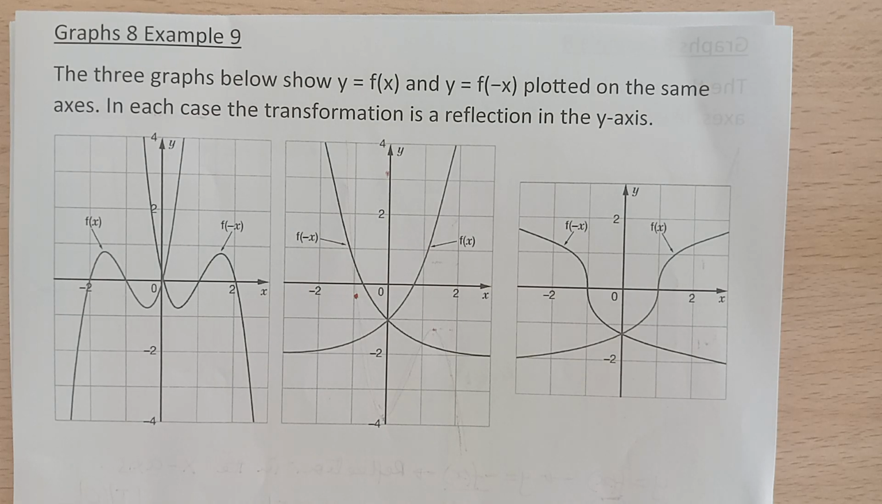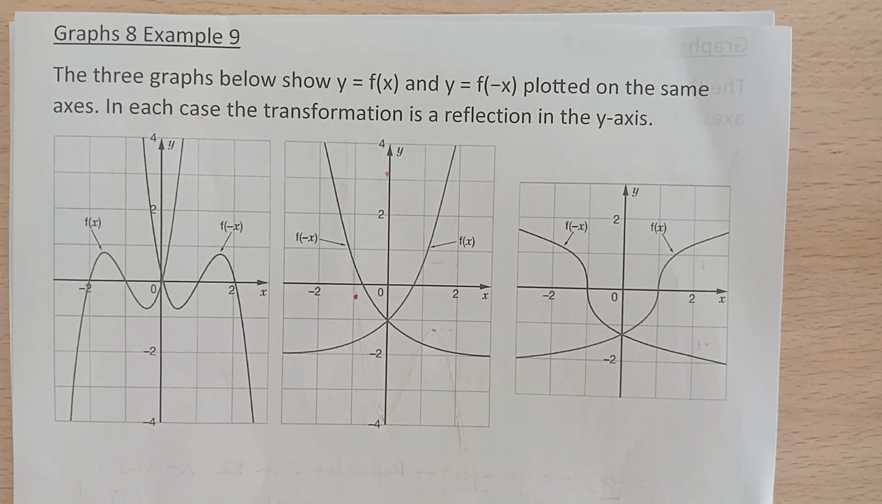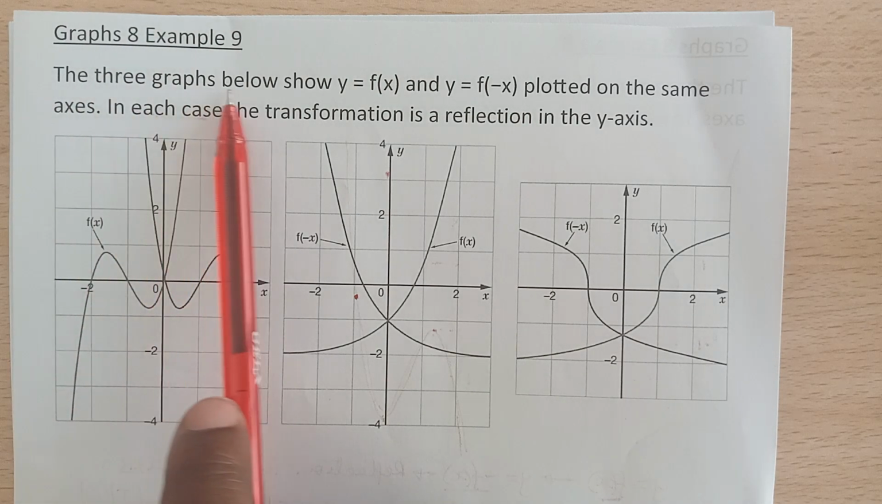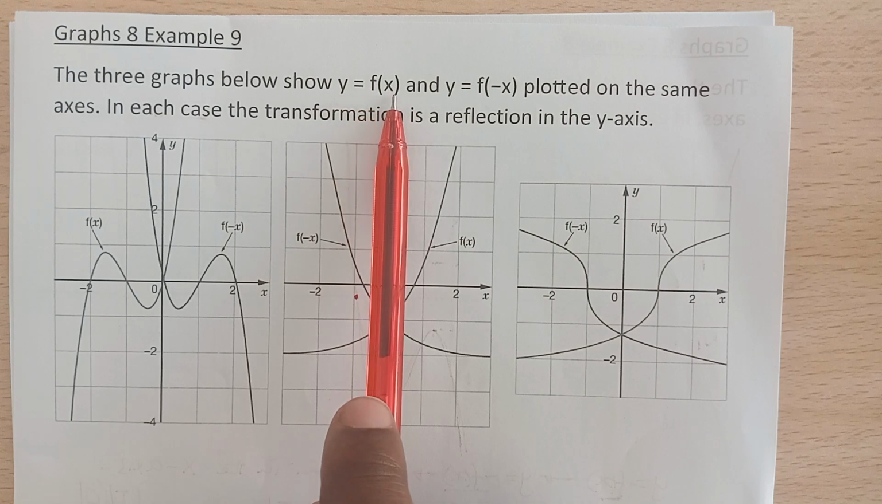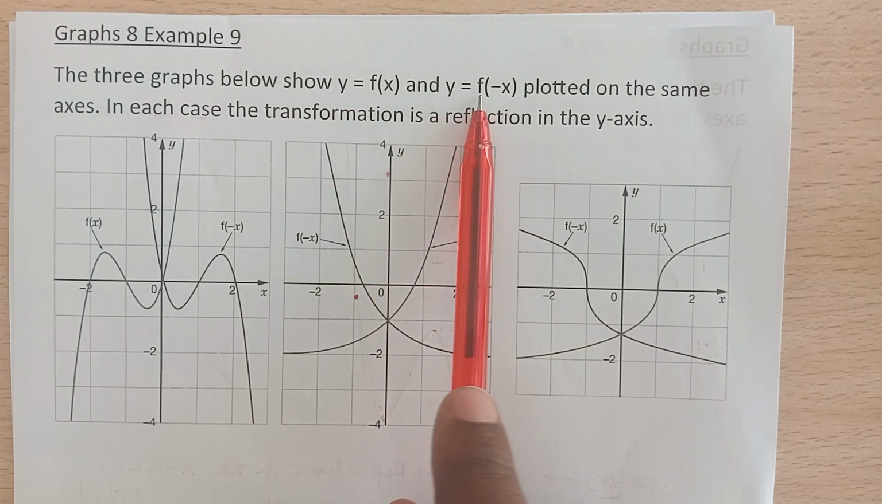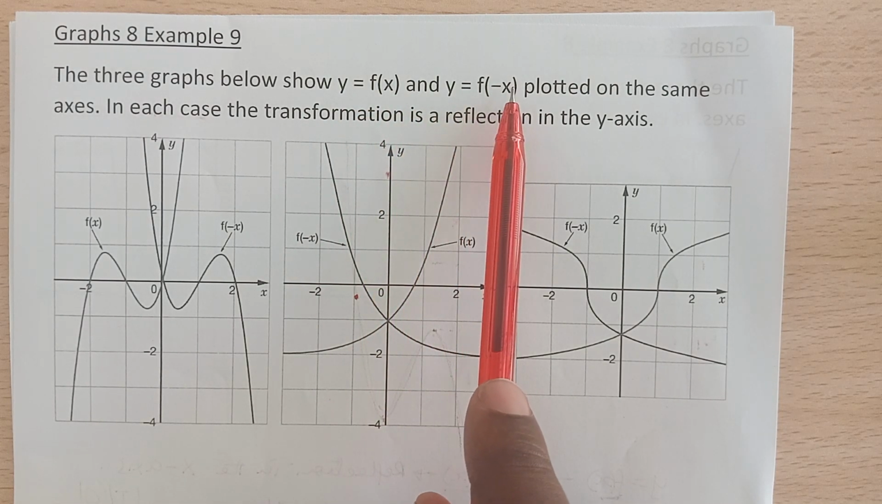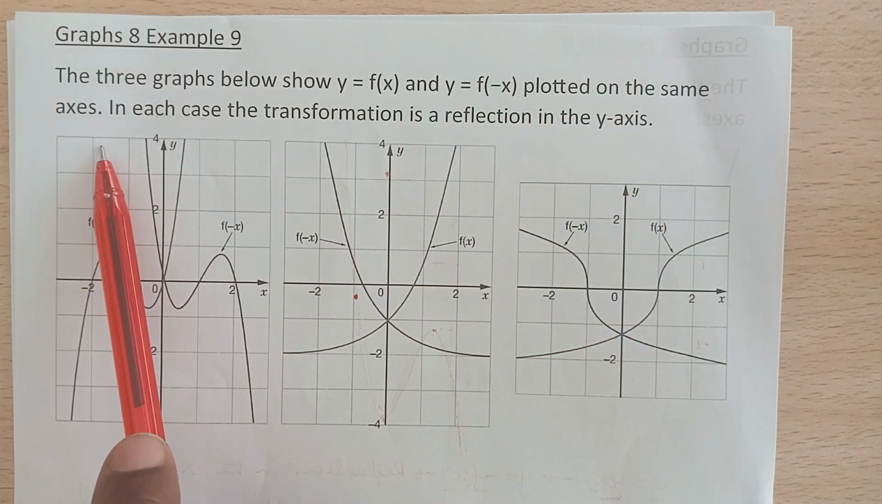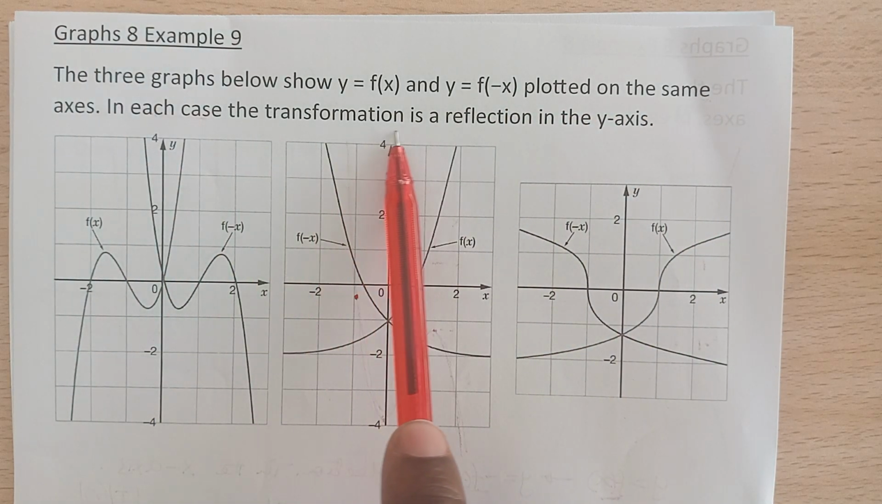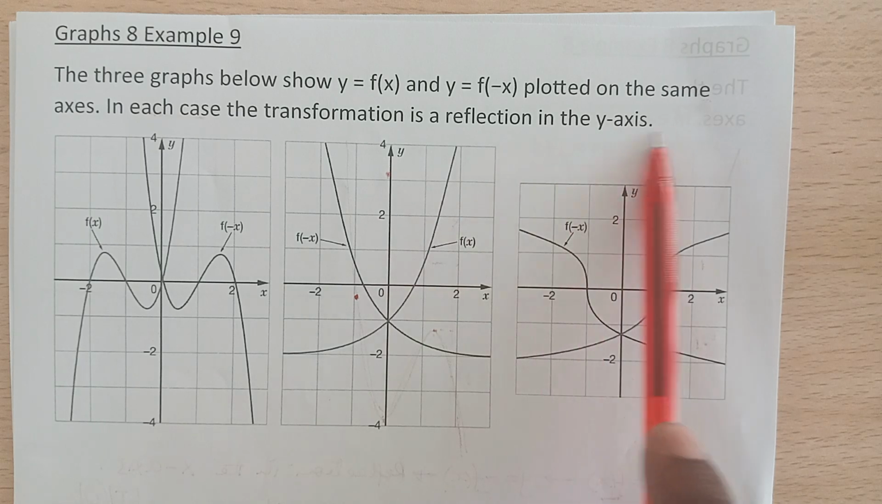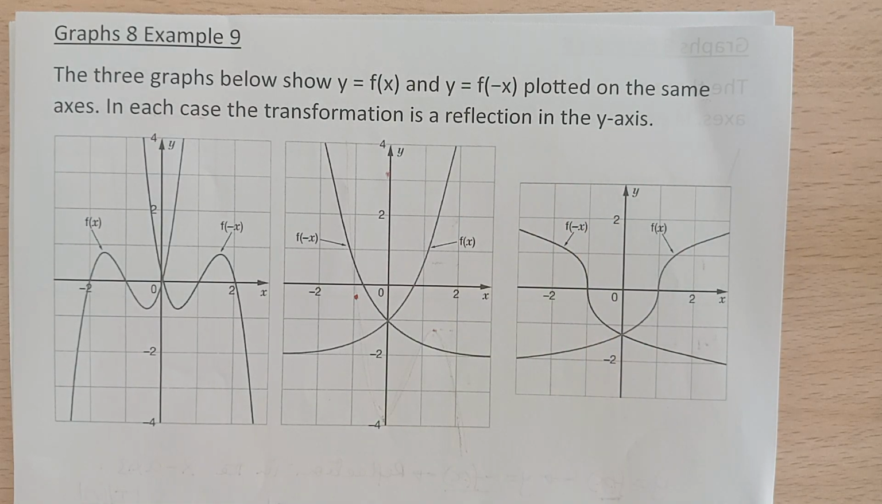In this video I want us to explain example 9 of graphs 8, and we are still looking at transformation. We are done with translation. Now we are looking at stretch, and we are told that the three graphs below show y = f(x) and y = f(-x) plotted on the same axis. In each case, the transformation is a reflection in the y-axis.